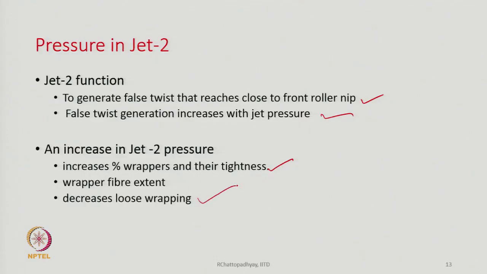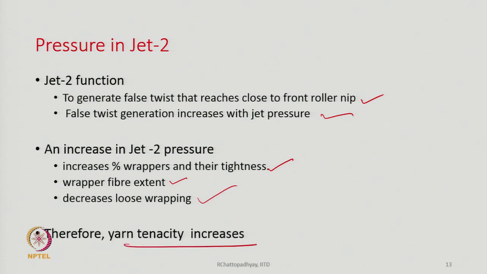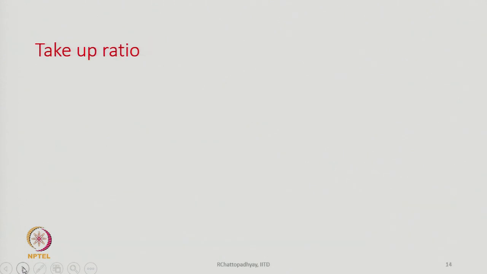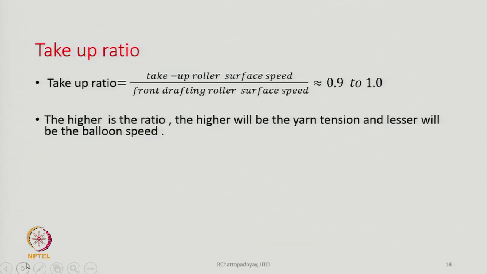So, there is a decrease in the loose wrapping, tight wrapping is going to increase, and the wrapper fiber extent also has been found to increase. All these will lead to an increase in tenacity. That is what the general observation is, but everything depends upon what exactly the pressure combination of jet 1 and jet 2 is, and at what speed we are spinning the yarn.